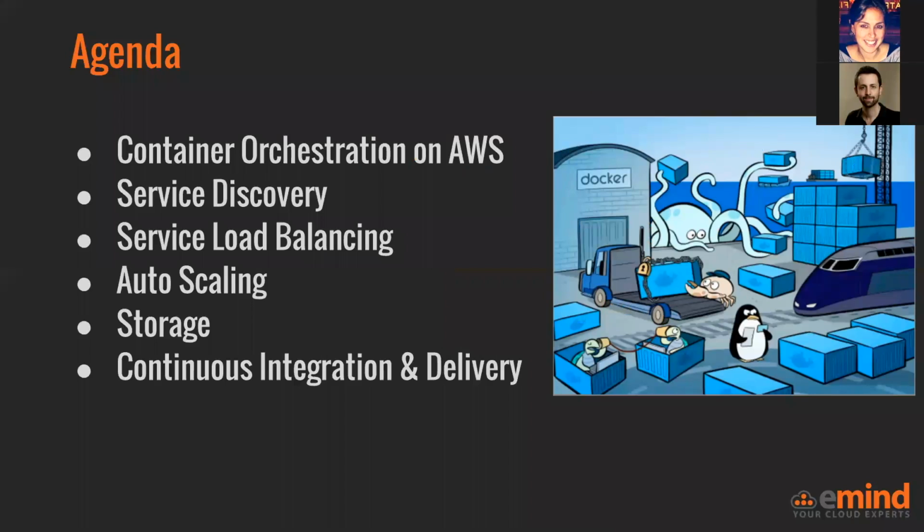We're going to discuss the two types of autoscaling that exist when running Docker apps on Amazon. We will also talk about storage and suggest an architecture which allows easy sharing of data between your containers. And finally, we will discuss some strategies which could help you implement Docker-based continuous integration and delivery.